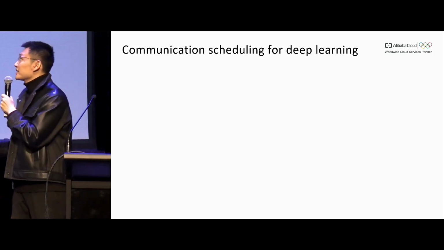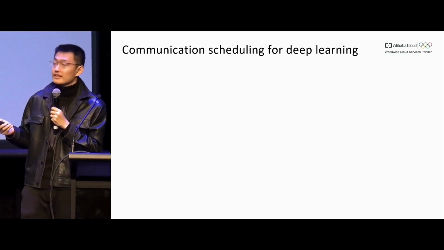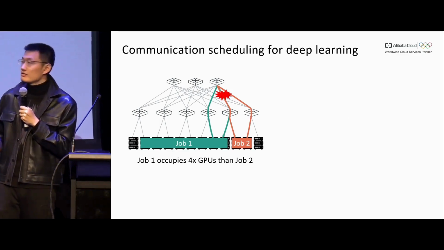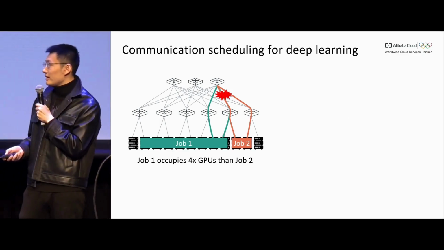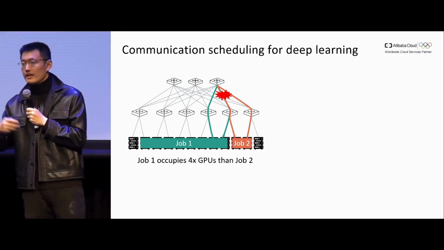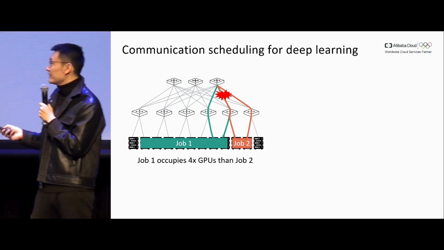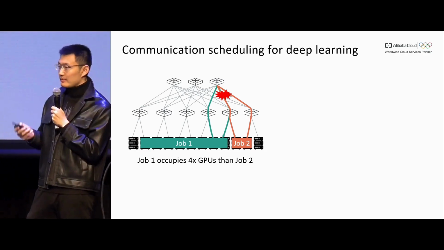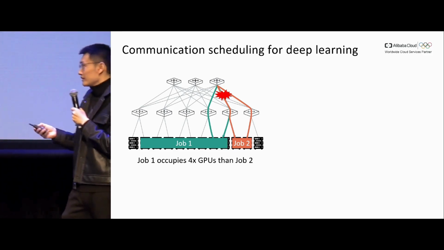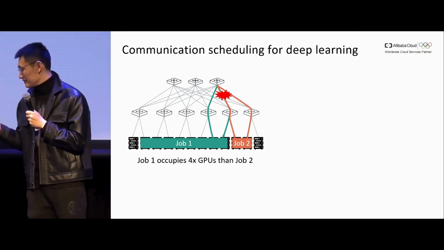Okay, to schedule the communication between jobs, first we should know what kind of job is more important. Let's see an example. Suppose we have two jobs running in the cluster. Job 1 occupies 8 GPU hosts, and job 2 occupies 2. So job 1 is 4 times larger than job 2. Intuitively, when job 1 experiences communication contention, more GPUs will be affected. So from this example, we know that a larger job should get higher priority.